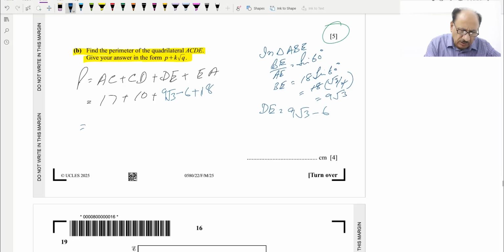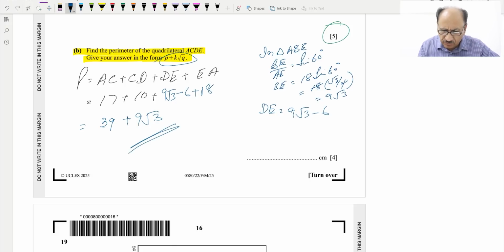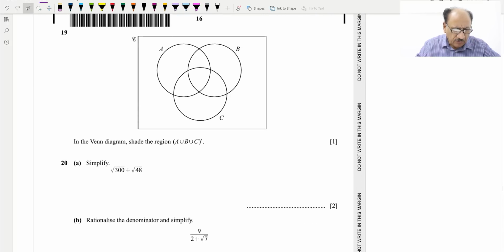Now we can add 17 plus 10 plus 18, which is 39. This will be minus 6 also, so 39 plus 9 root 3. This will be our final answer, in the same format which was required. So we write 39 plus 9 root 3. This is the final answer for 4 marks. Hopefully you understood this.